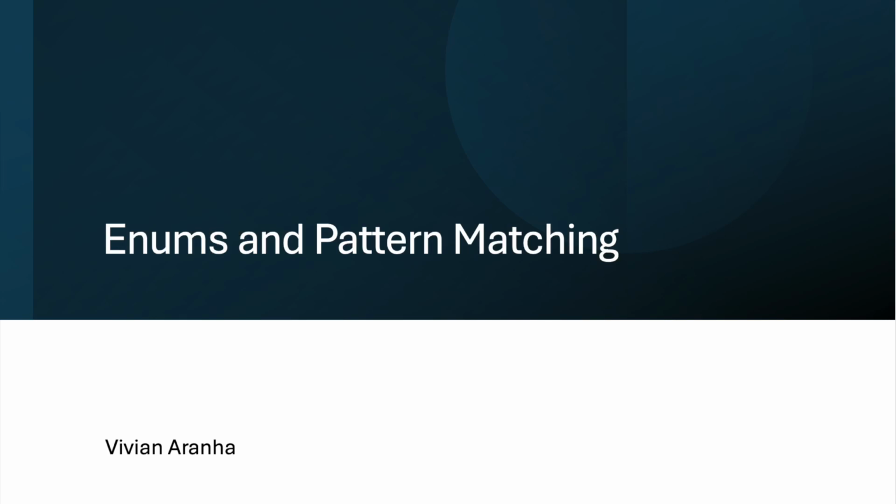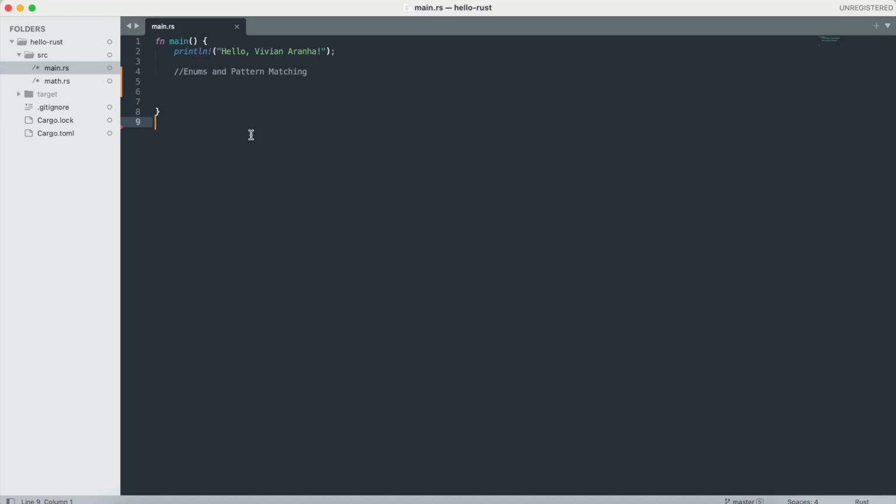Hi, welcome again. In this particular video, we are going to look at enums and pattern matching. Now, let's dive into enums. Enums, short for enumerations, in Rust allow you to define a type by enumerating its possible variants. This feature is particularly powerful in Rust due to its strict type checking and pattern matching capabilities, enabling safe and expressive handling of data that can vary in type.